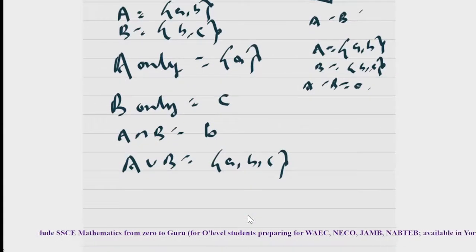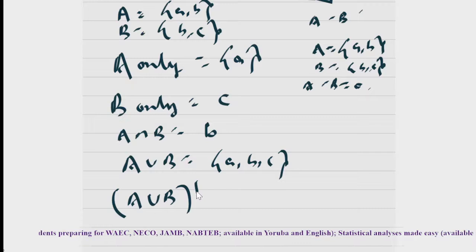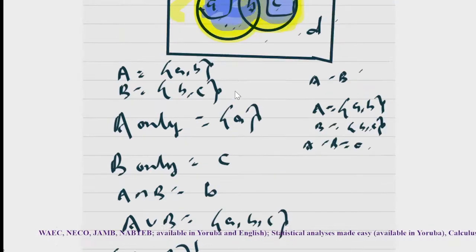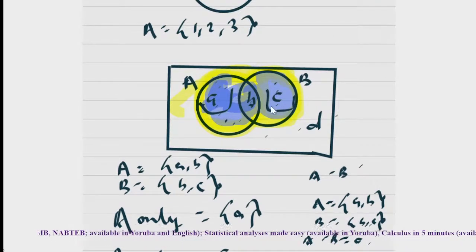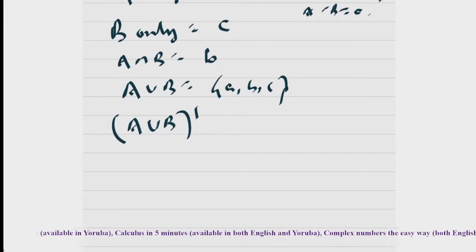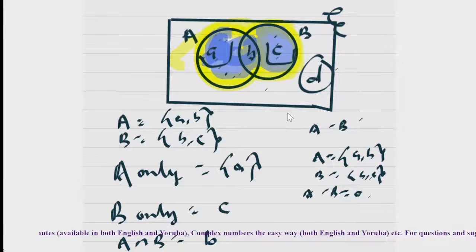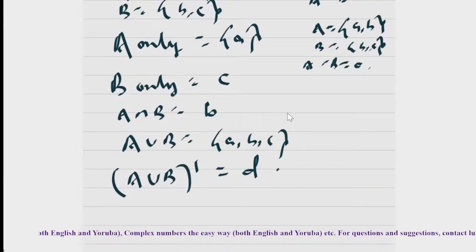So that is that. And likewise, your A union B complement, that is elements not in what? So elements not in A union B. So that are in the universe. Record this, your universe set, which is D. You can see it stand out. So that's D. You understand as well. If that is clear, we use an example so that you can get it clearly.